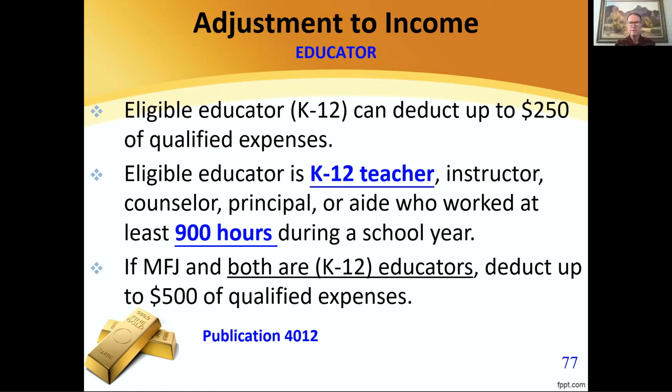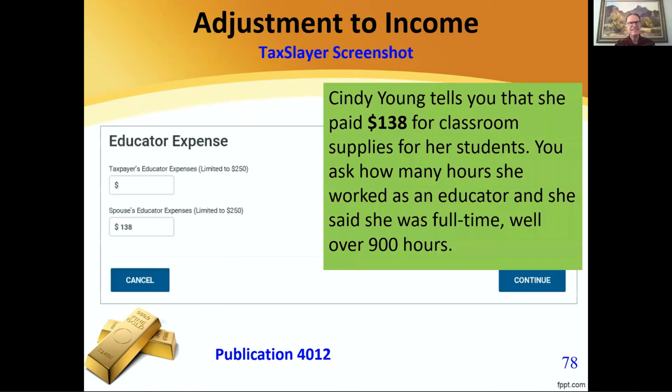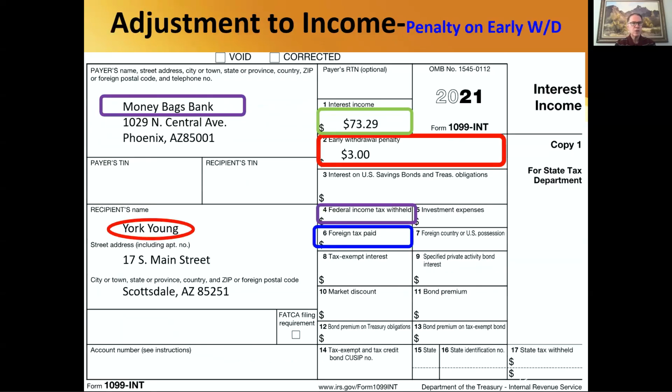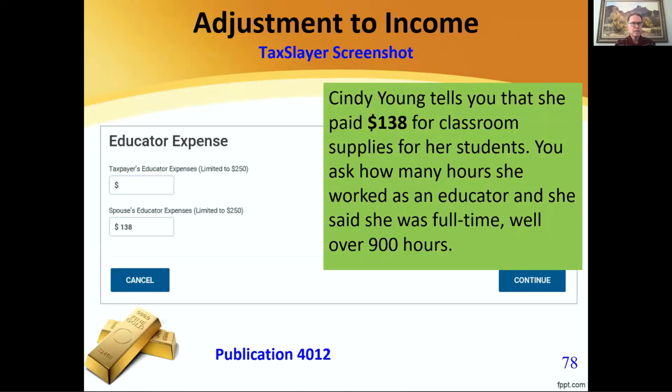Oh, good hint. Next screen. And here's all you would input. There's just 2 blocks, whichever person it is. Here, this was limited to 250. And in this particular case, Cindy Young used 138. You could put in, like, say they tell you they spent $700. You could put 700 in that box, and software is going to limit it to 250.